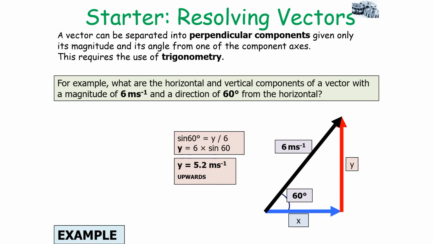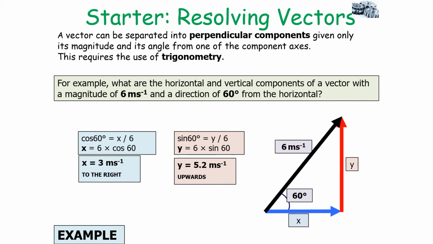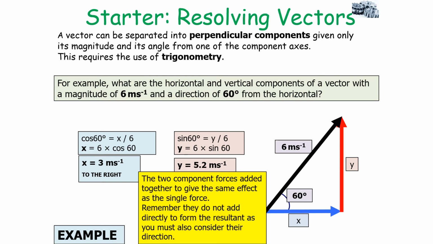Let's now work out the vertical component. It's going to be F sine theta, so it's therefore going to be 6 sine 60. So we can see we've got our horizontal component and we've got our vertical component. Now, like mentioned before, the two component forces added together give the same effect as that original resultant vector, which is 6 meters per second in this case. You don't add the vectors directly because you've got to consider their direction.